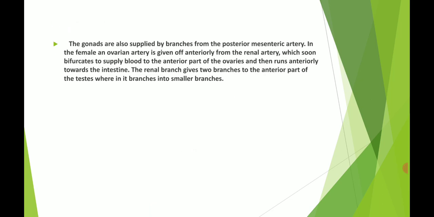The gonads are also supplied by branches from the posterior mesenteric artery. In the female, an ovarian artery is given off anteriorly from the renal artery, which soon bifurcates to supply blood to the anterior part of the ovaries, and then runs anteriorly towards the intestine. The renal branch gives two branches to the anterior part of the testes, wherein it branches into smaller branches.